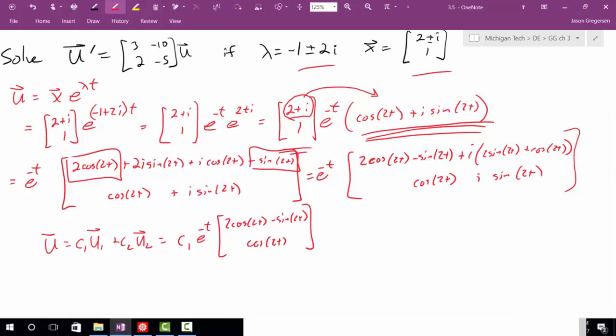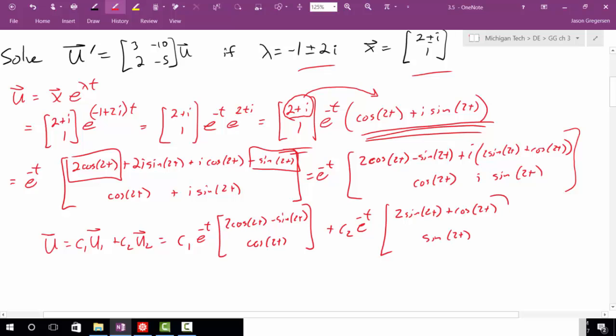And then the imaginary part works as another solution. I don't need the i, remember, I'm just taking the imaginary part. I don't need to bring the i with me. It's the coefficient of the i. So I have 2 sine of 2t plus cosine of 2t, and sine of 2t. Once again, I'm a fan of memorizing as little as possible. It's the process that's important here. And it's the same process that we saw for higher order.